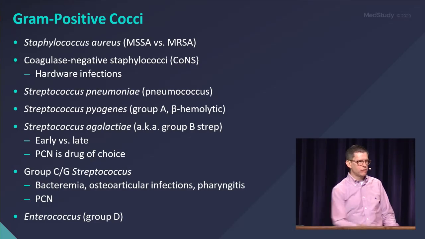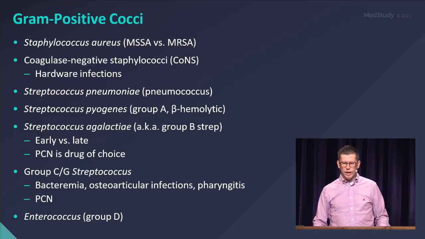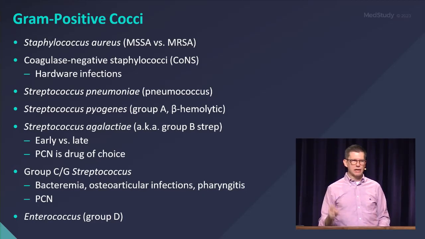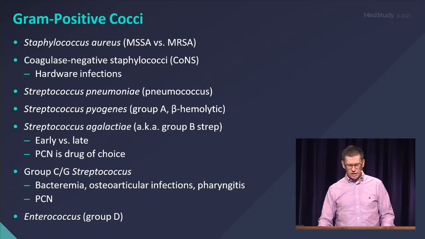So just to transition now a little bit to gram-positive bugs. We already talked about Staph aureus. Coag-negative staph is oftentimes a contaminant unless the sample is taken from hardware. And that includes central lines, that includes VP shunts. Hardware is what coag-negative staph really likes. And so think about that in the setting of organisms when kids have hardware.